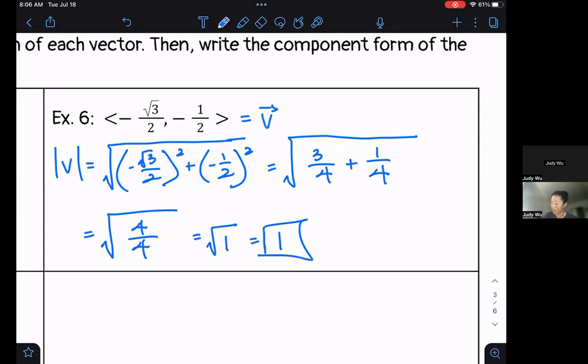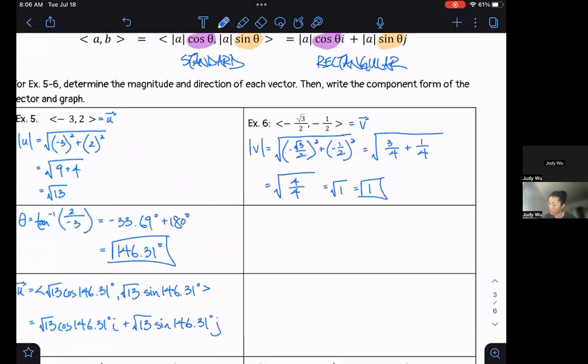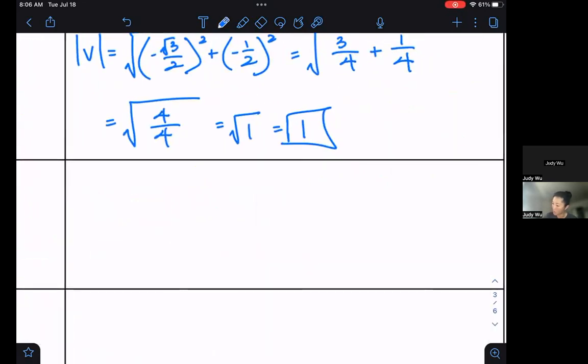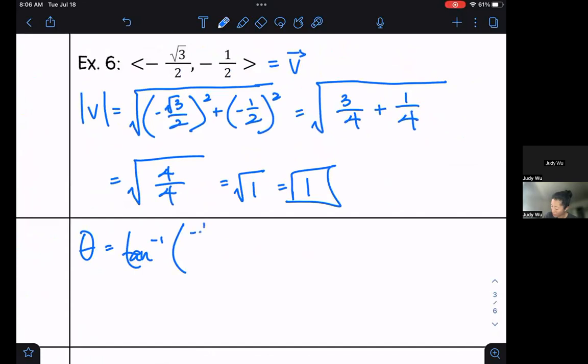So we have this vector. Sure, though the actual components might look a little gross, but the magnitude is so very nice. It's just 1. Okay. Whereas in example 5, we kind of had the opposite. Nice numbers in the component form, kind of a gross magnitude. Okay. All right, let's find our direction, inverse tangent of, let's see, our b over our a.